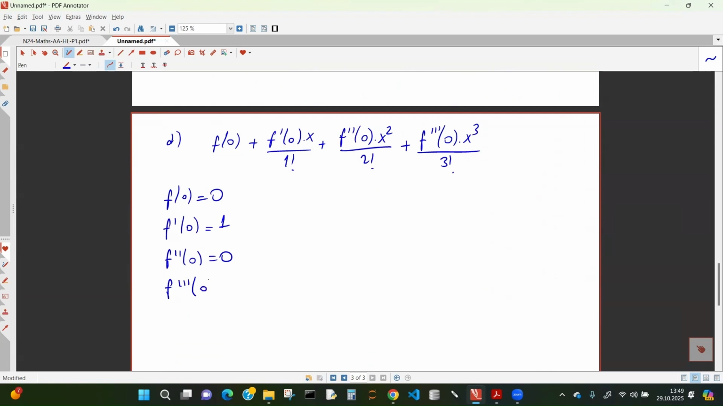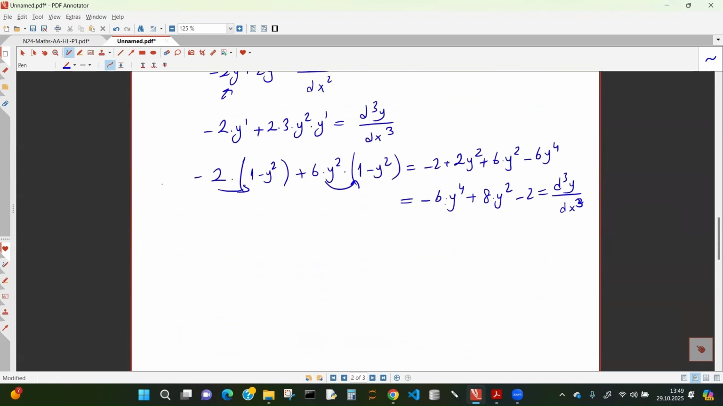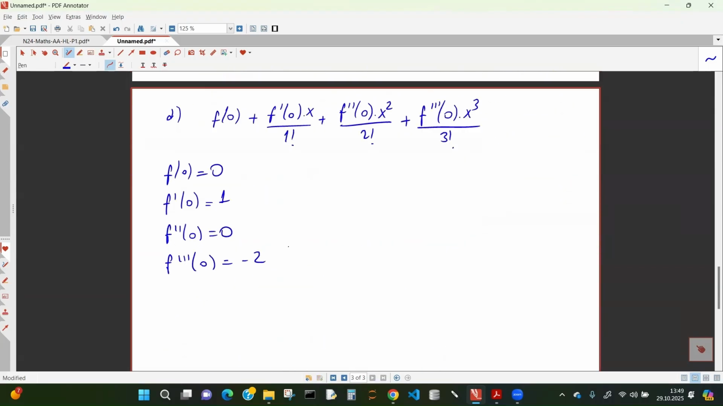At the third derivative, let's check it. We found the third derivative here. It's going to be 0 and minus 2, right? Yes, minus 2. So let's plug into this expression. F of 0 is 0 plus 1 times x plus 0 times x squared. This is going to be 0. You don't need to write it, but the third derivative term was minus 2 times x cubed divided by 6. So if you simplify this expression, it's going to be x minus x cubed divided by 3.